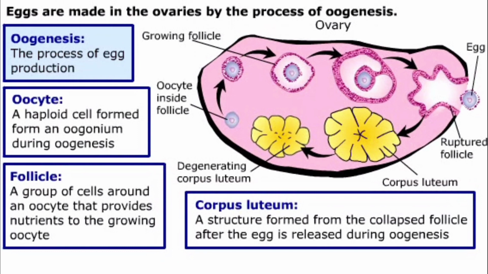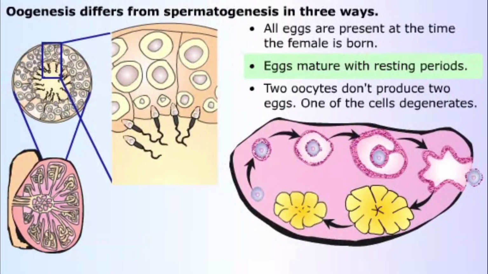Oogenesis differs from spermatogenesis in three ways. First, eggs are not produced throughout the female's life. All the egg cells are present at the time the female is actually born. When eggs are needed, they mature individually. Second, egg maturation does not occur at a constant rate. Eggs mature with resting periods depending on the species.